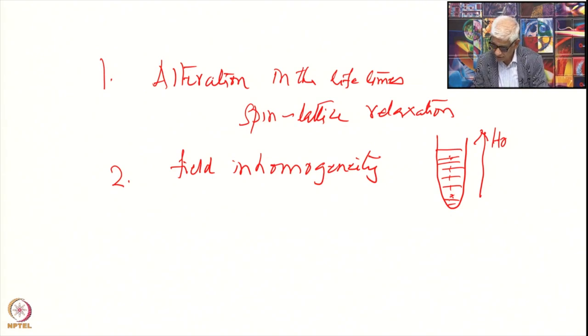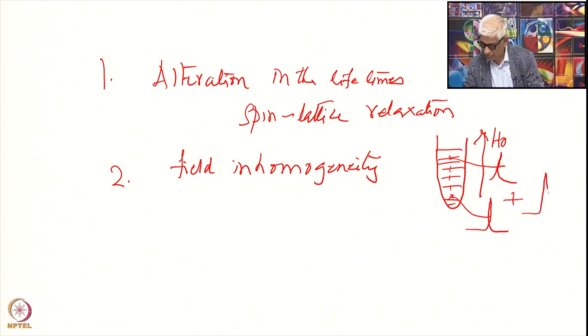Therefore, this may give me an absorption at this position, and this may give me an absorption at this position. These are slightly different. This plus this will give me a slightly broader line. So this contributes to the line width, because the same spin absorbs energy at two different frequencies because of the field inhomogeneity. So this is a different mechanism. Earlier, the lifetime of the individual states had changed, and this is a different mechanism.